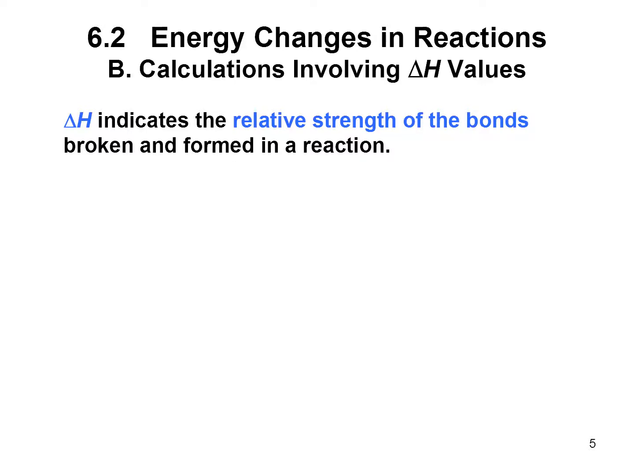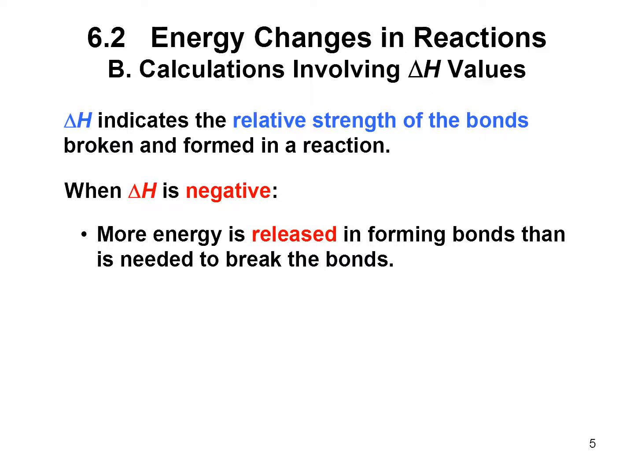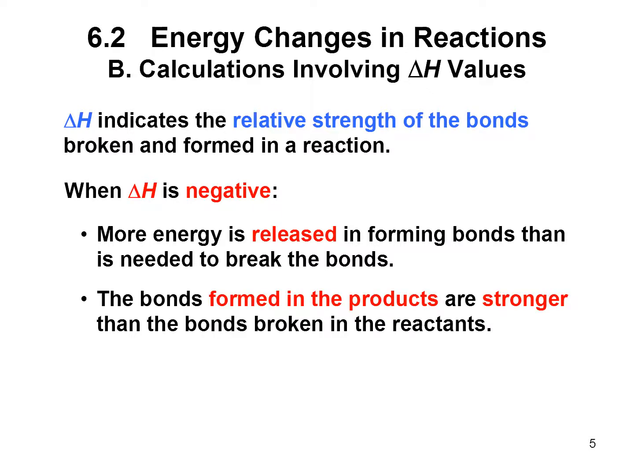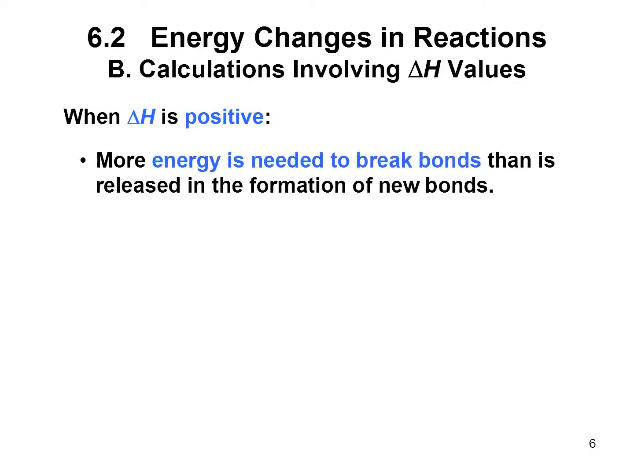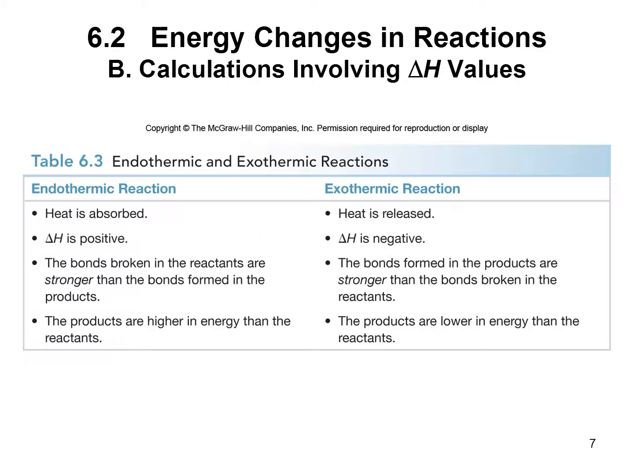Delta H does indicate the relative strength of bonds broken and formed in the reaction. I did say that when delta H is negative, it's an exothermic reaction and energy is released, whereas when delta H is positive, it's an endothermic reaction and heat will be taken in. So just to summarize, in endothermic reactions, heat is absorbed. In exothermic reactions, heat is released. Delta H is positive for endothermic reactions, negative for exothermic reactions.